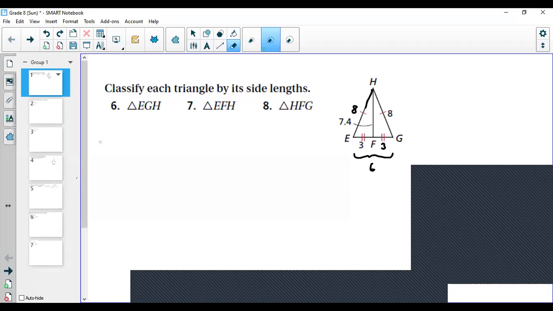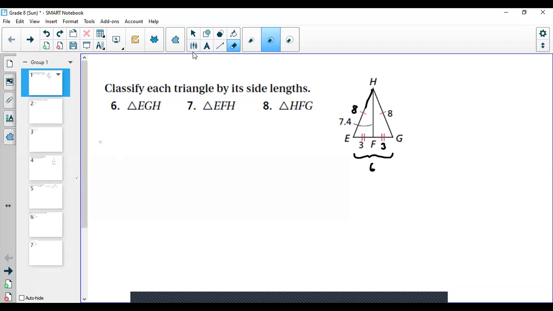Just wait. Okay, so that makes that an isosceles triangle. Okay, so triangle EFH, we have EFH, so they're talking about this triangle here.